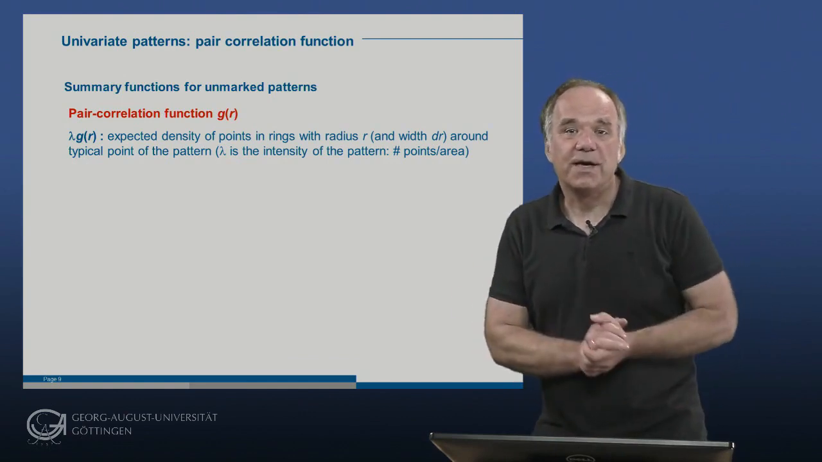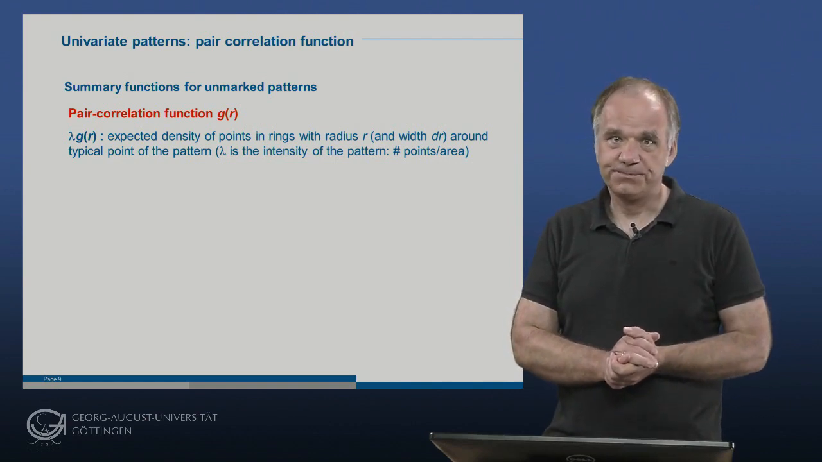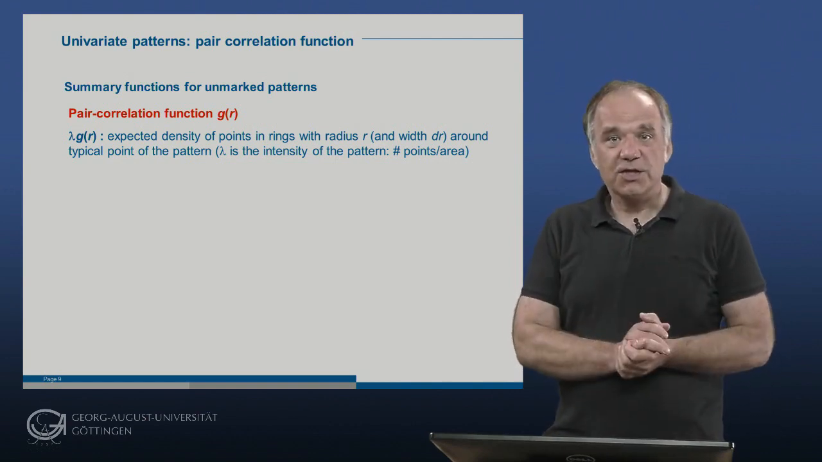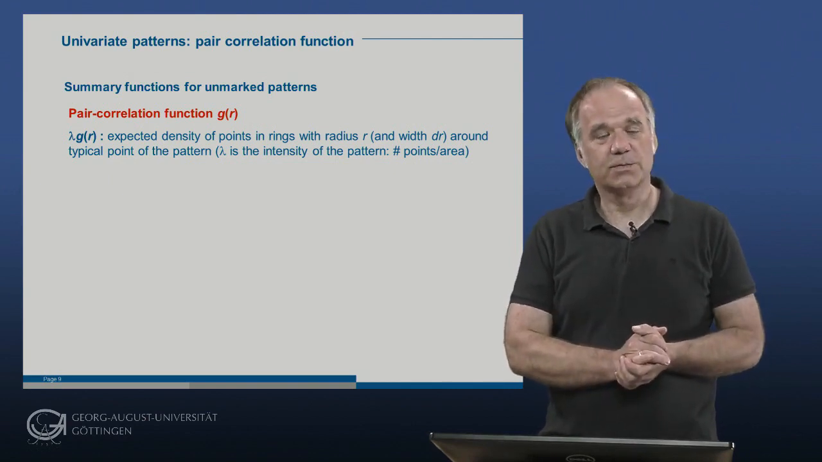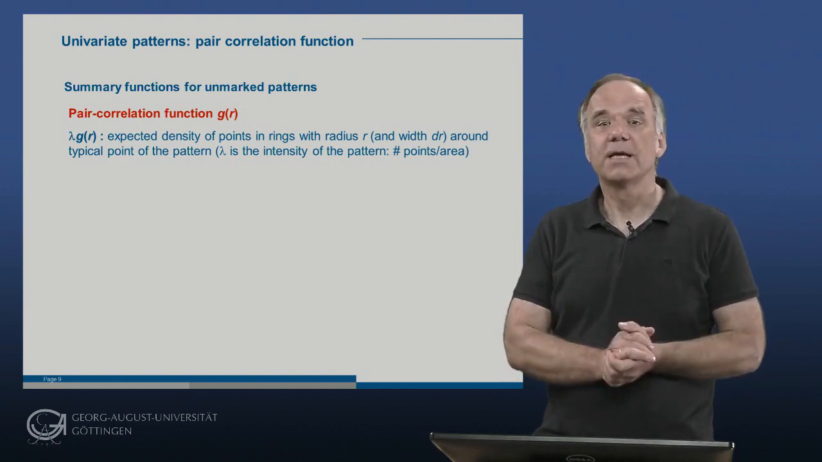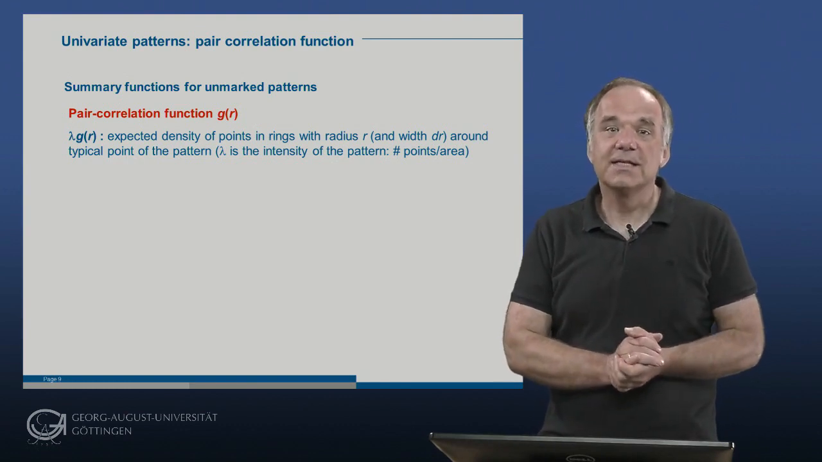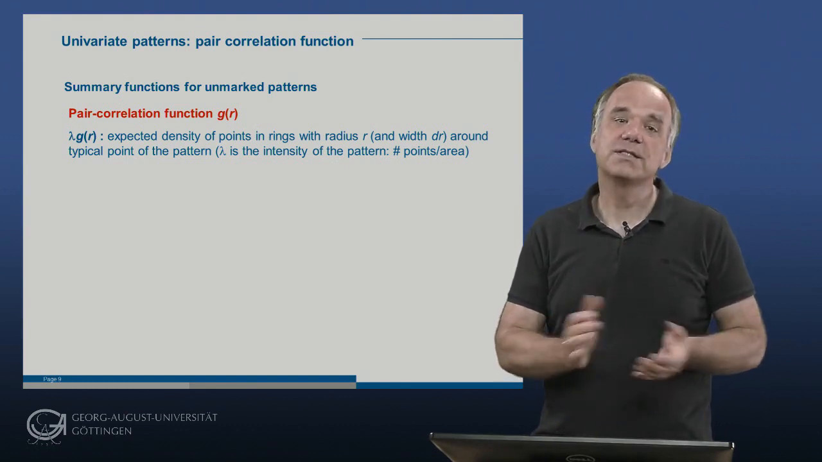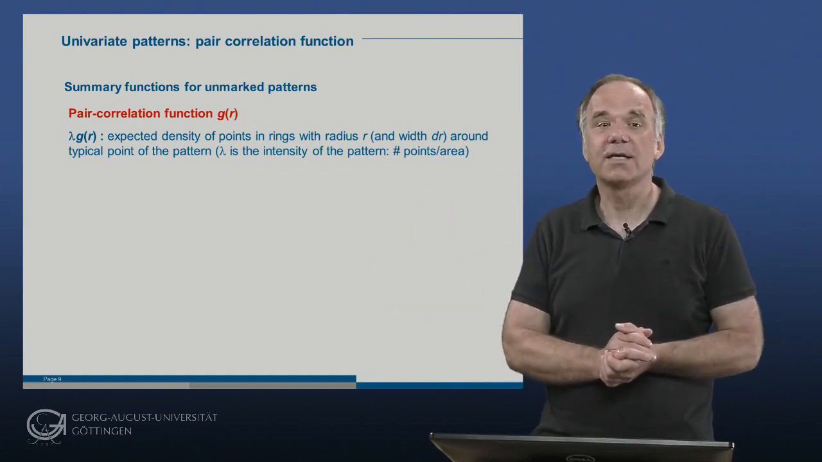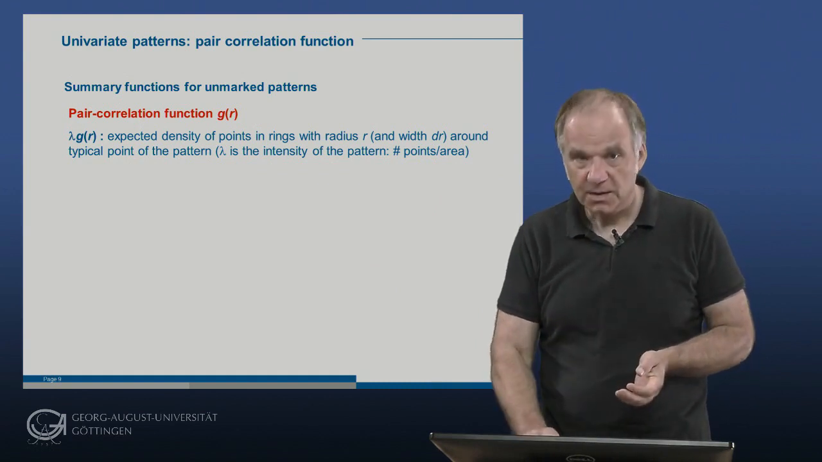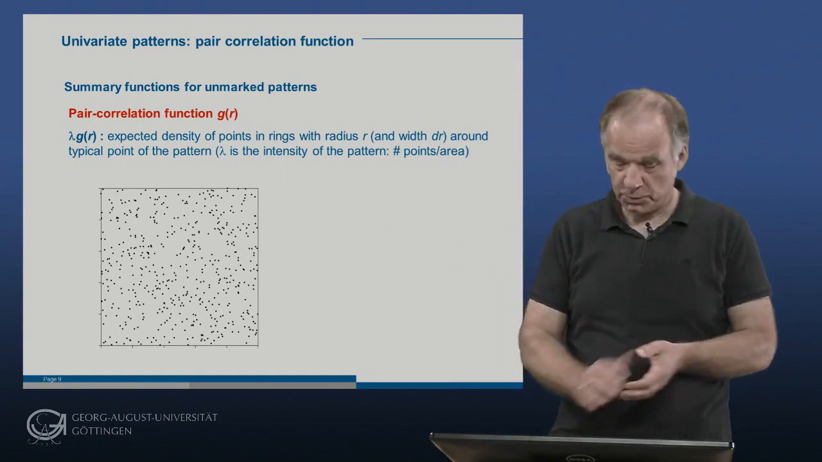Now I want to define the percolation function and present some of its important properties. The percolation function g is the expected density of points in rings with a radius r and a certain width around the typical point of the pattern. In this case, lambda is the intensity of the pattern, which is the number of points in the whole observation window divided by the area of the observation window. For example, this is now one univariate pattern.